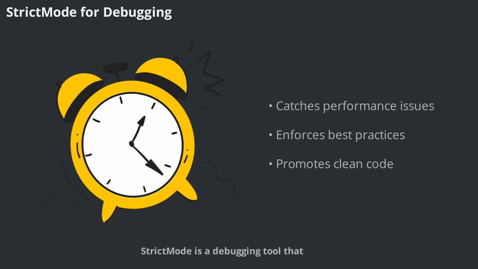StrictMode is a debugging tool that catches performance issues and improper framework usage, such as disk writes or network operations on the main thread.